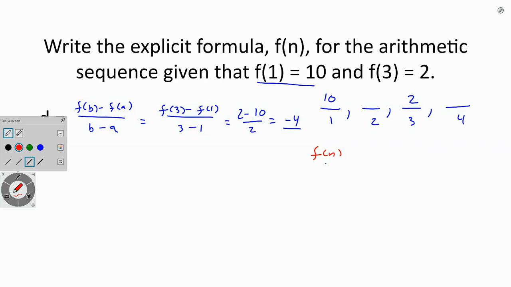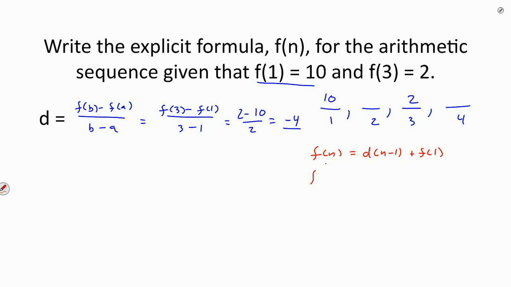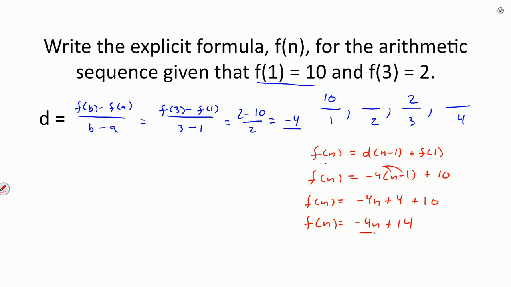Let's write our formula. F of n equals d times n minus 1 plus f of 1. Again, keep writing it down. Practice makes permanent. So we have f of n equals negative 4 times n minus 1 plus my first term, 10. So let's distribute. So negative 4n plus 4 plus 10. I distributed my negative 4 here. And I get f of n equals negative 4n plus 14. Now notice there's my common difference, negative 4. And my quote-unquote term 0 would be 14 because I would be subtracting 4, which it's right here.